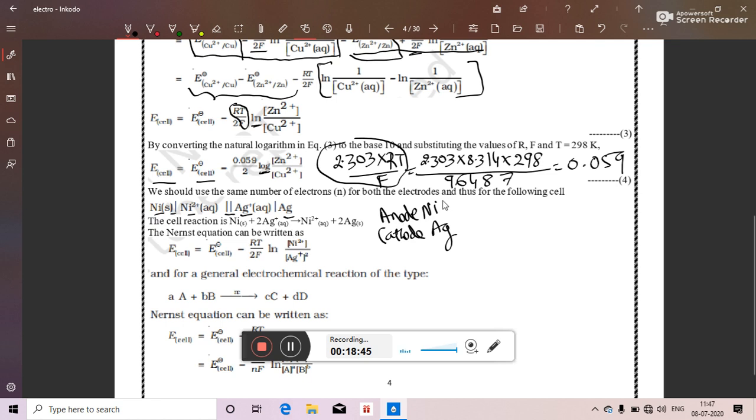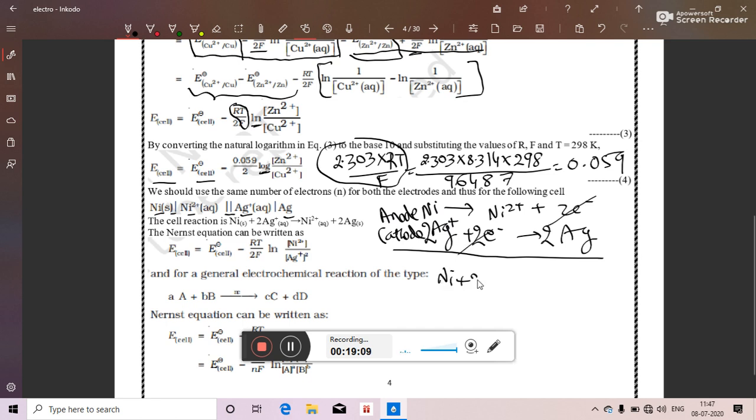Now at anode oxidation will take place, so nickel will undergo oxidation to form Ni2+ after losing electrons. Silver is having a single positive charge, so it can accept only one electron to form silver, but here we are having two electrons, so we have to balance the equation. Multiply the whole cathodic reaction with 2, so the two electrons cancel, and we are remaining with nickel plus 2Ag+ gives Ni2+ plus 2Ag.